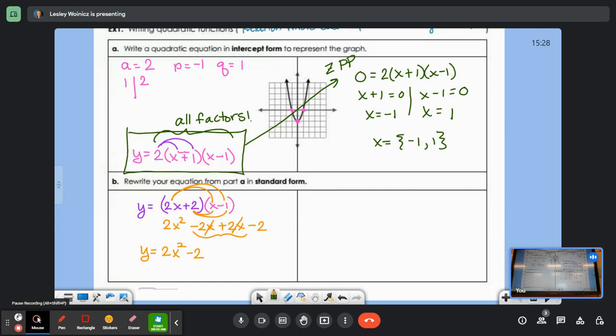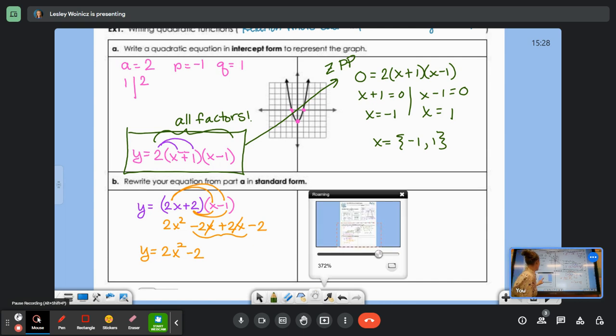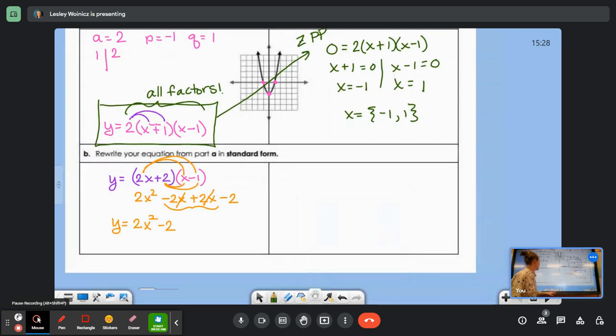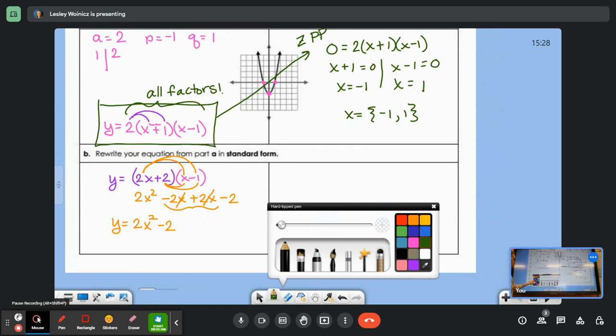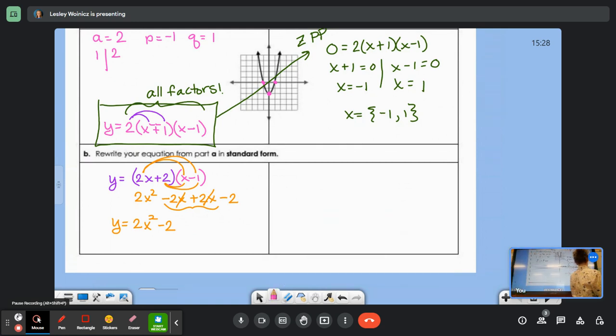Okay, yesterday we did something else. Let's say that I don't have factors. Look at this down here. Do I have factors here that are multiplied together? If I don't have factors, there's no ZPP for me. I can't use the ZPP. But if I set my y equal to 0, could I get the squared part alone? Yeah. So here I'm going to use the square root property.